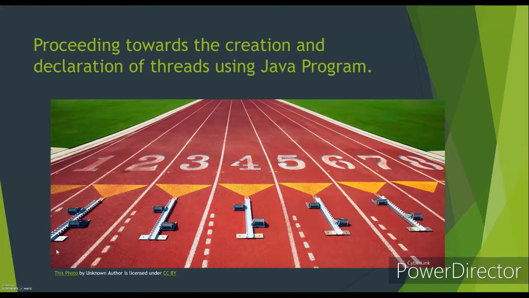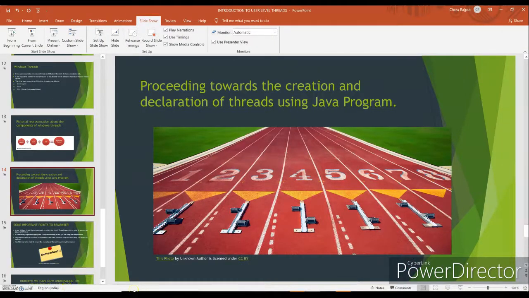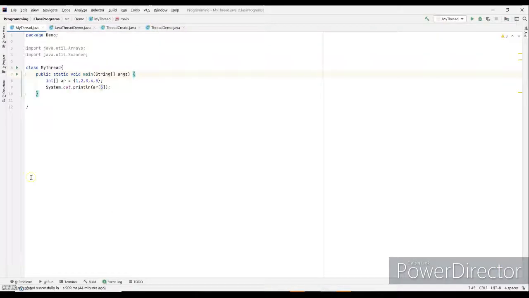Now proceeding towards the creation and declaration of threads using a Java program, I would shift to my IDE, that is IntelliJ IDEA. Before this, I would like to highlight a fact. Everything in Java is in terms of threads. For example, here I have made an array consisting of 5 elements, and if I try to access the fifth index element, which is actually array out of bounds, it would give me an error in the following form.